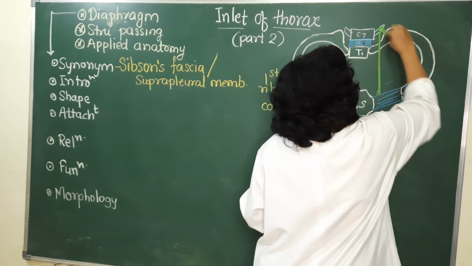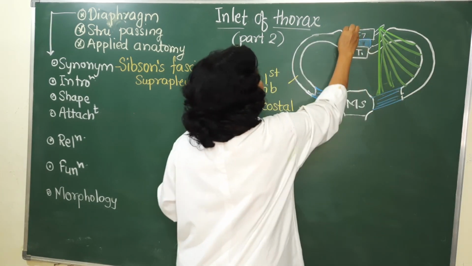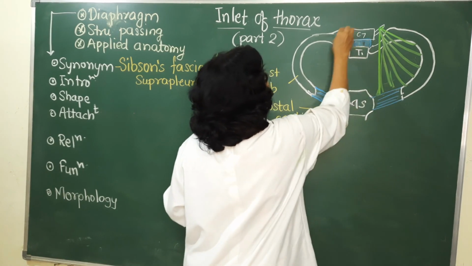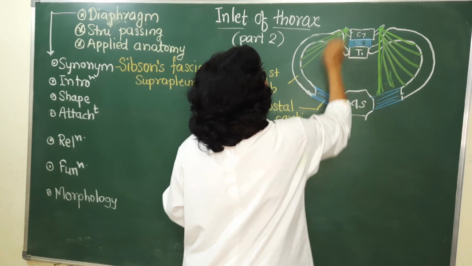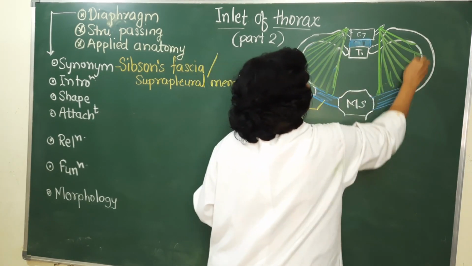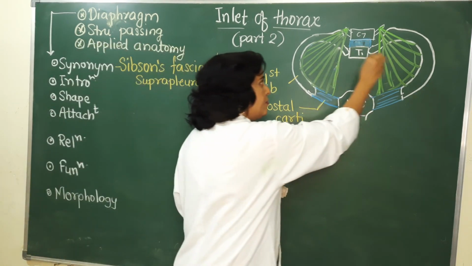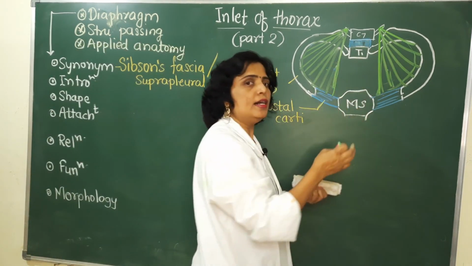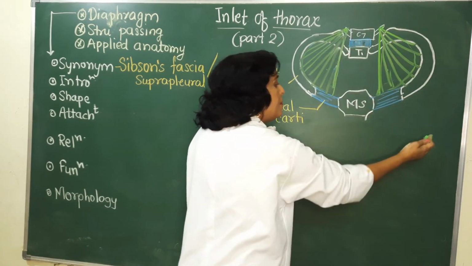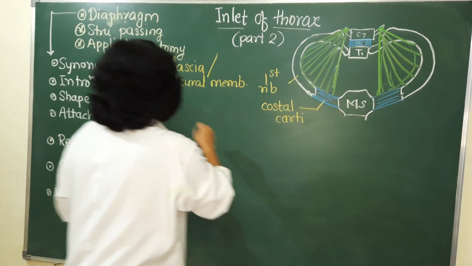So here this is the diaphragm of the inlet of thorax. Similarly on this side also, if you are drawing, it will be like this. This is the diaphragm of the inlet of thorax, which is also called Simpson's fascia. In the introduction you will say that this diaphragm or Simpson's fascia partly separates the thorax, here you get the thorax, the above is the neck, partly separates the thorax from the neck.